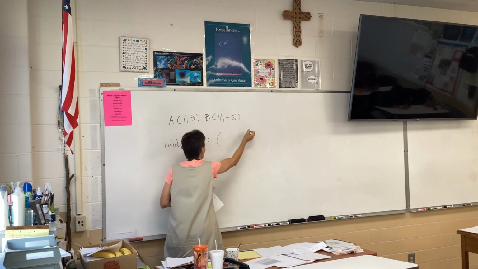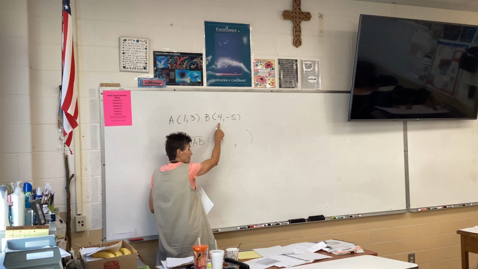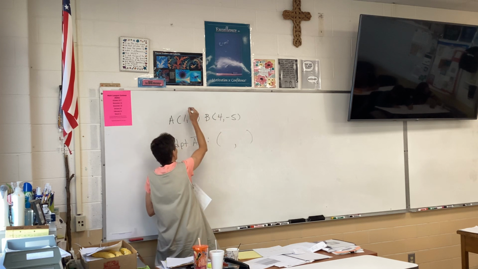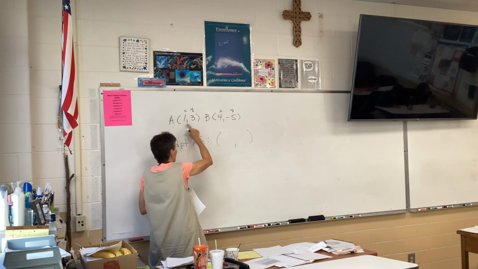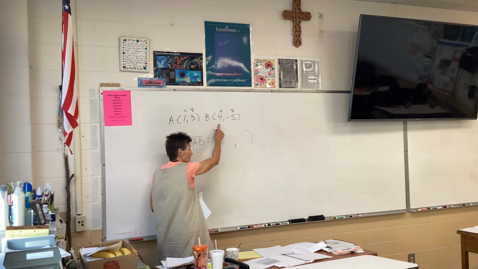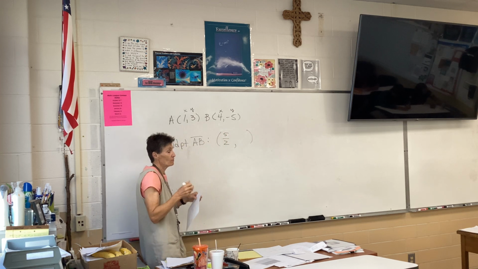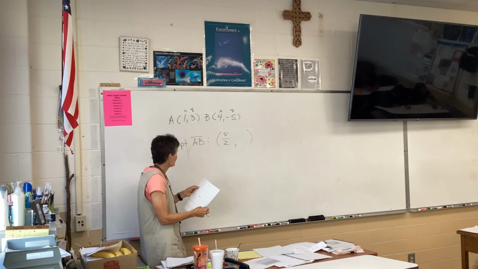So our midpoint, we're gonna add our x's. Kids, make sure you're adding the x's. Label these if you need to keep them straight. So 1 and 4 divided by 2. So I'm gonna put 5 halves. If you put 2.5, that's fine. Obviously it's the same thing.